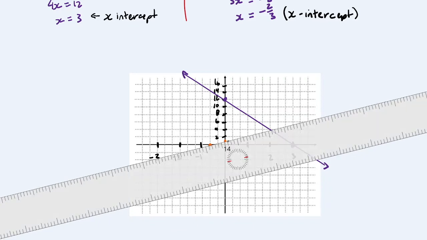Now this is the only less than. It's not less than or equal to. It's just less than. So this one is a dotted line all the way through.